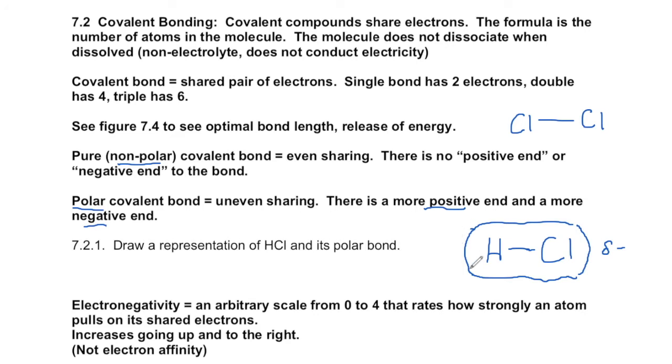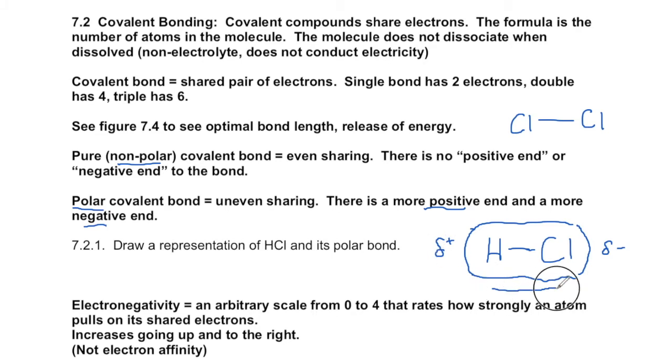So if we visualize this molecule as kind of like an oval, this end of the oval would be a little bit more negative, and this end of the oval would be a little bit more positive. These little deltas represent a partial negative charge and a partial positive charge. It's not an ionic compound. It's not a full negative and a full positive charge, but it is partially negative and partially positive.